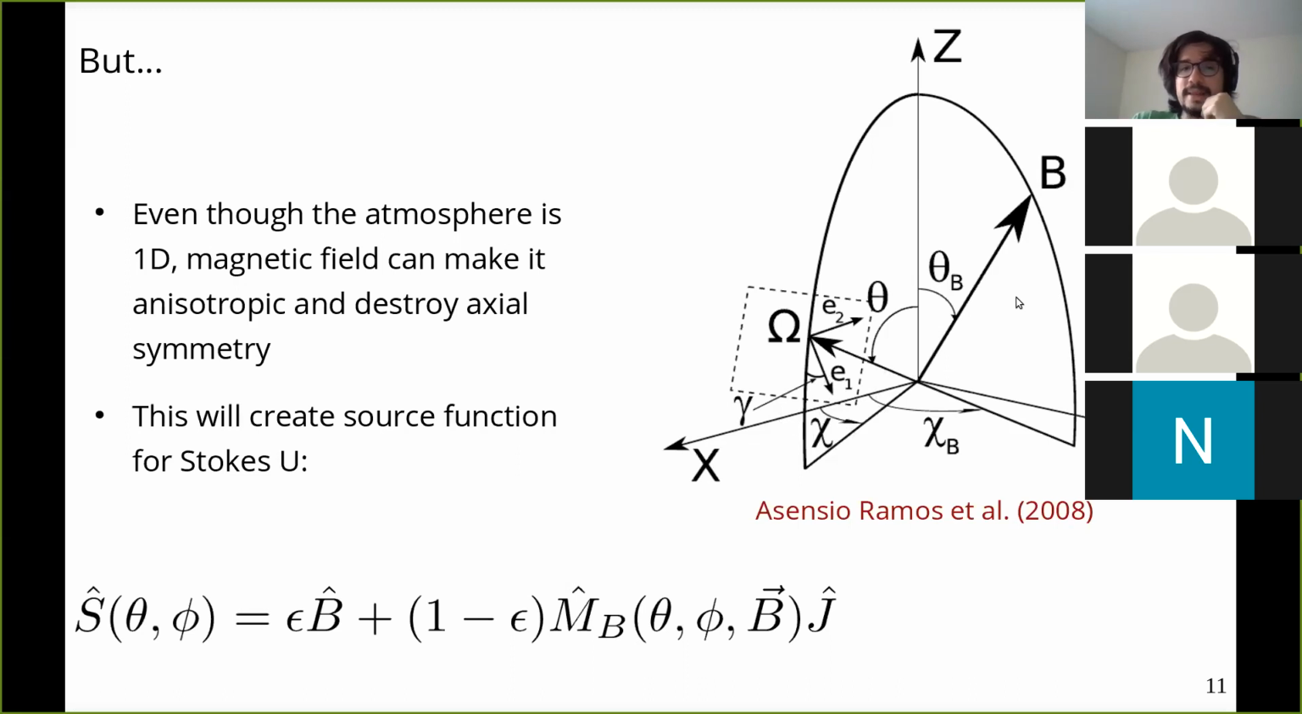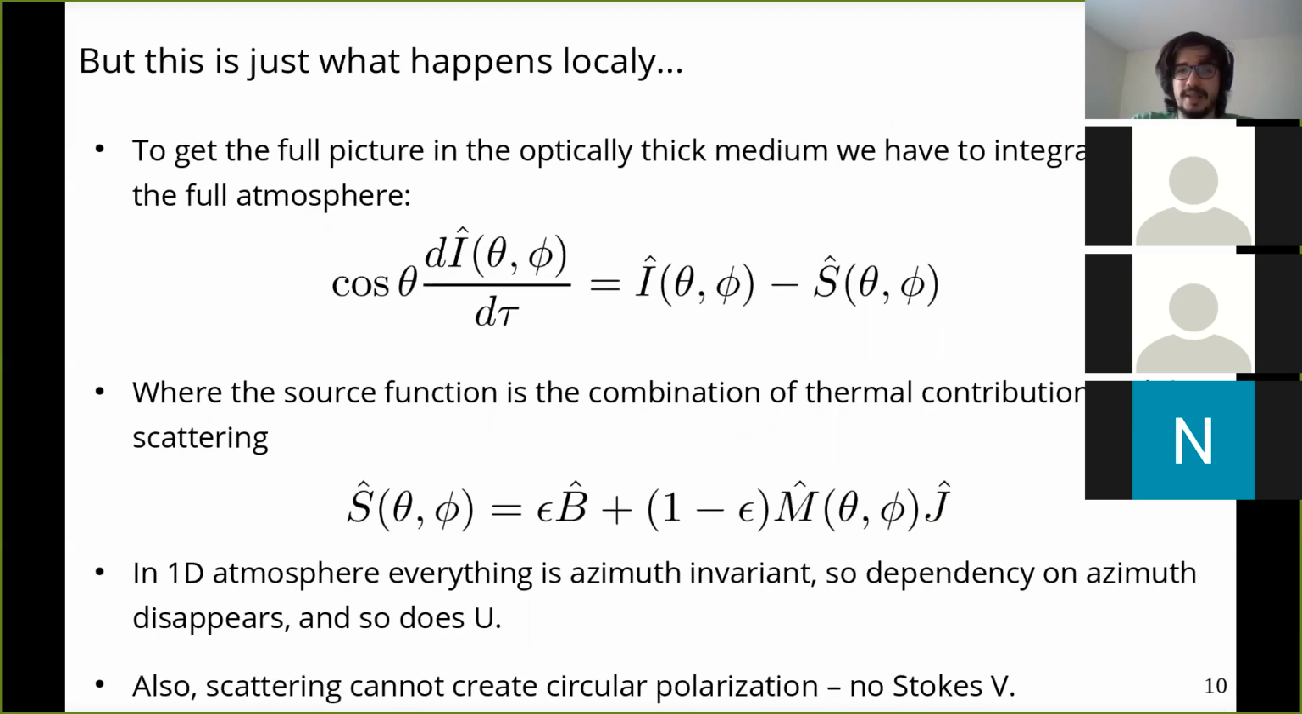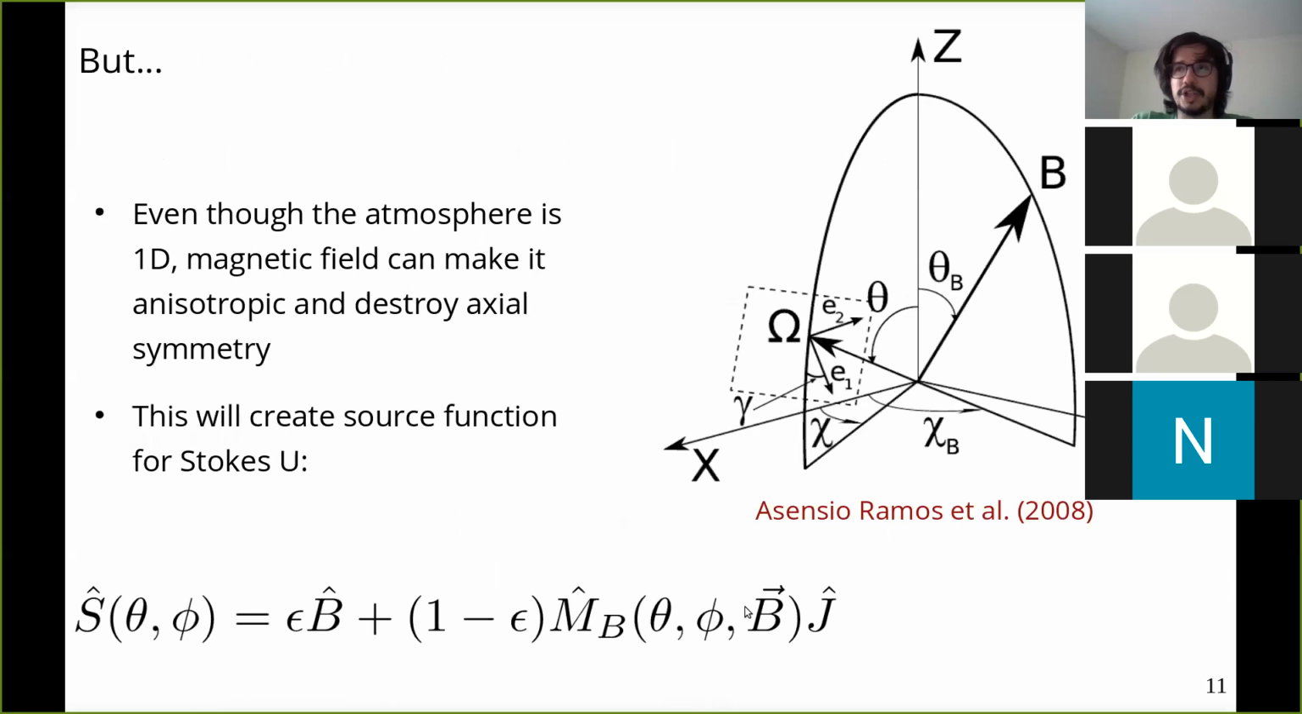Okay, and I'm only going to put this in front of you now, and we can discuss it later in more detail if you want. This is going to change this matrix here. This matrix is now going to depend not only on the angles, it's going to depend on the direction of the magnetic field. And because of the way it looks, this matrix will be able to create the source function for Stokes U.